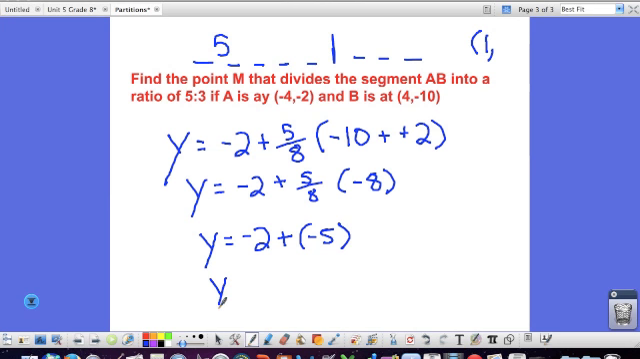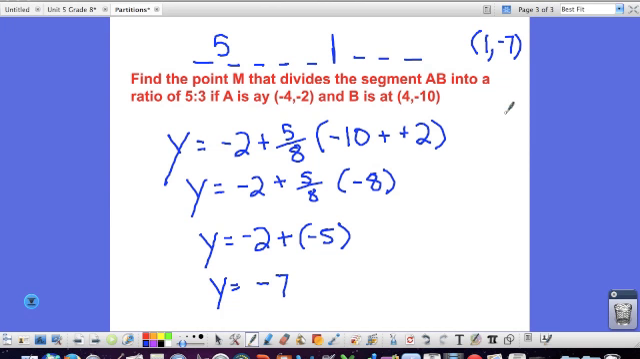And y equals -2 plus -5, which is -7. So the answer is (1, -7). If I drew a line from (-4, -2) to (4, -10), divided into 8 equal segments, and found a point that had 5 of those segments closer to A and 3 of those segments closer to B, that point would be (1, -7).